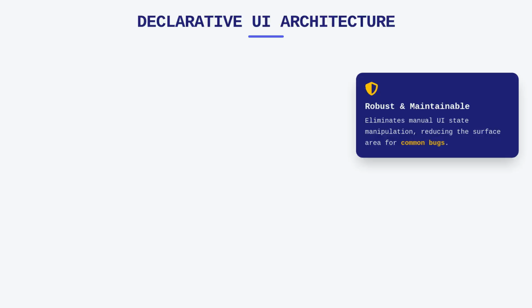The declarative nature of this architecture ensures that your application remains maintainable and robust as your business requirements evolve. By avoiding the manual manipulation of UI state, you reduce the surface area for common bugs that typically arise when components get out of sync with their underlying data.